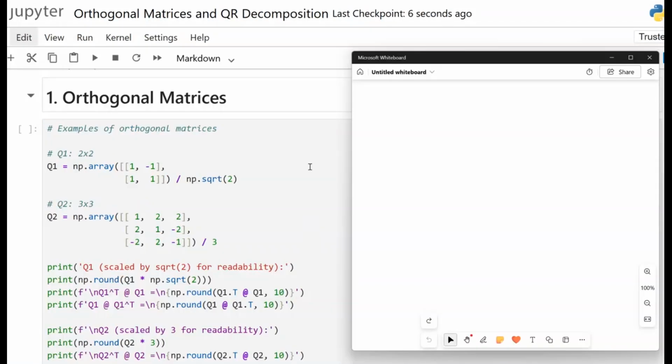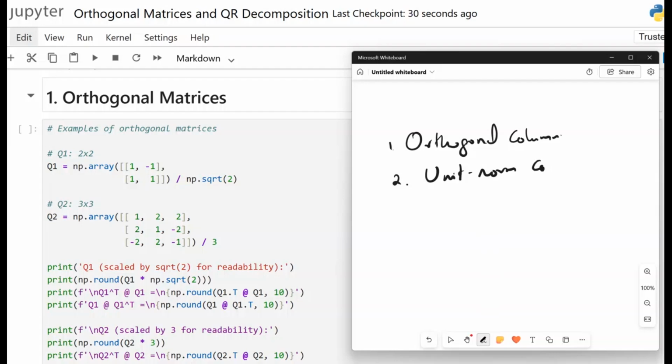Okay, dear friends, let me start our discussion on the orthogonal matrix. This orthogonal matrix Q has two defining properties. One is orthogonal columns, and second, it is all about unit norm columns. The difference: orthogonal columns means every pair of distinct columns has dot product 0. And with unit norm columns, each column has Euclidean norm exactly 1.